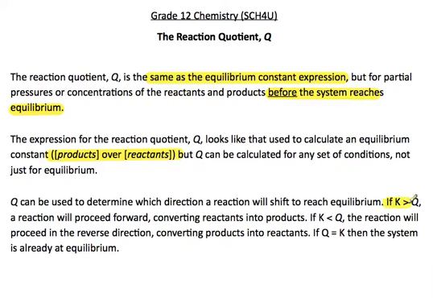And so this is important. Remember, if K is greater than Q, a reaction will proceed forward, that is, converting reactants to products. If K is less than Q, the reaction will proceed in the reverse direction, the back reaction, converting products into reactants. If Q is equal to K, the system is at equilibrium. Okay, so keep those few things in mind. We're gonna see how that works in a minute.